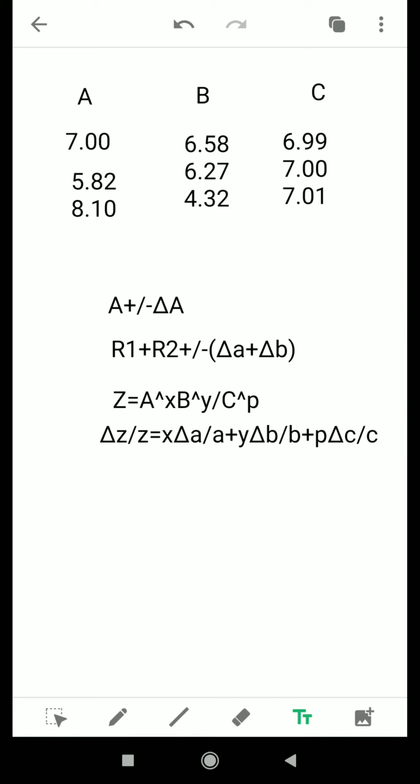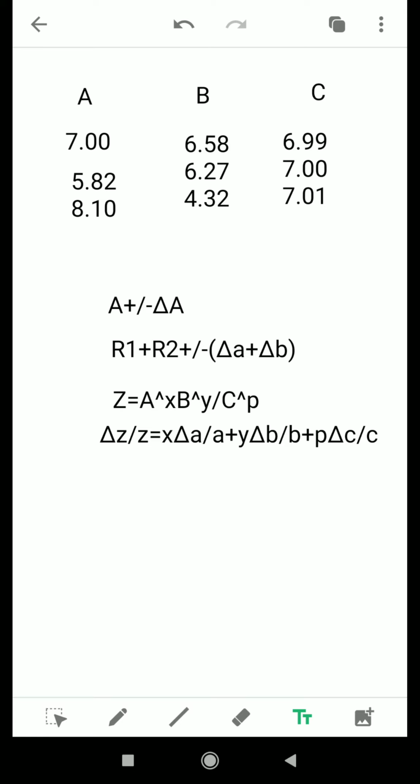So del Z by Z, that is the relative error in measurement of Z, is X into del A by A plus Y into del B by B plus P into del C by C. So the power in the relationship comes in front of the relative errors of them. The relative errors of A is del A by A, B is del B by B and C is del C by C.